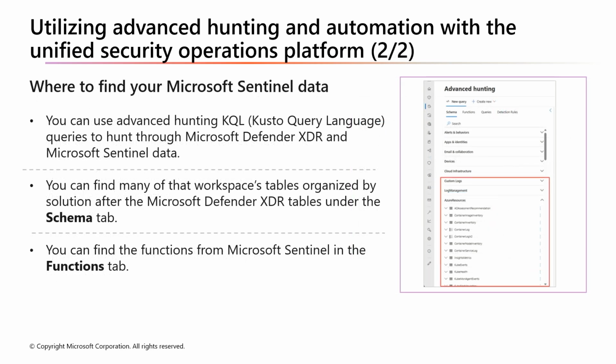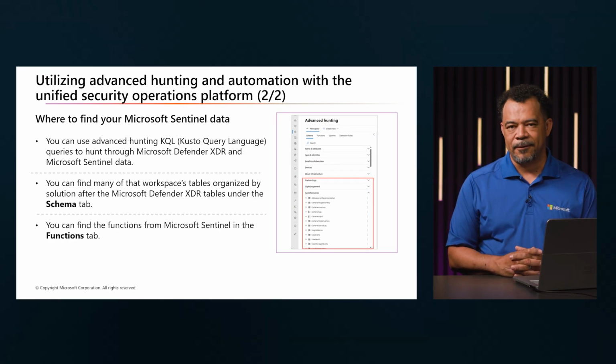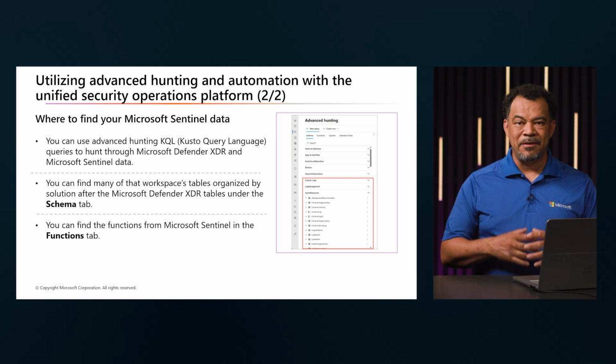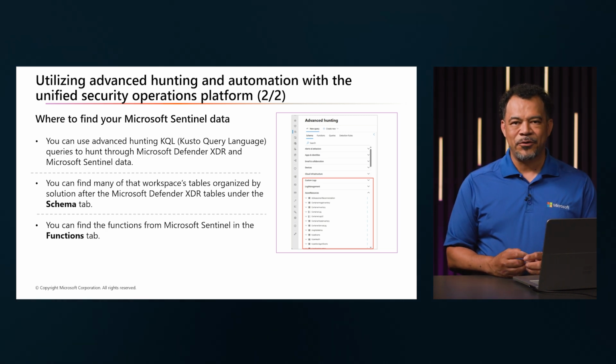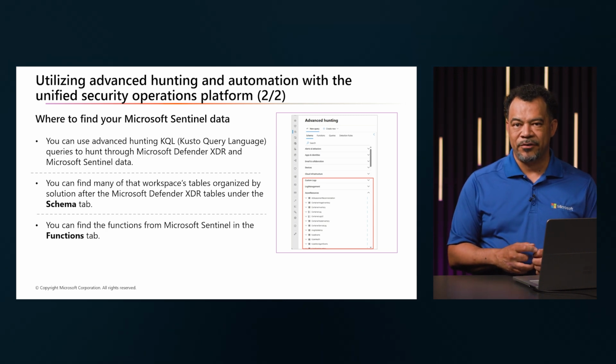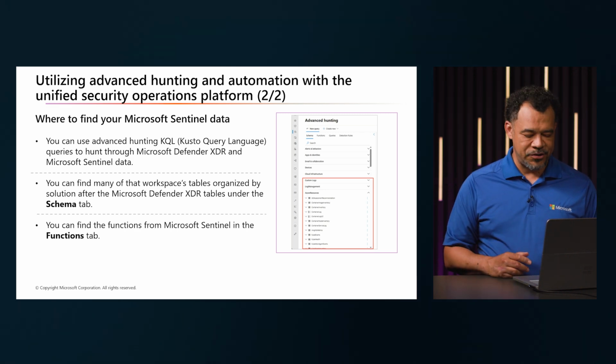This unified experience streamlines threat hunting and reduces the need to switch between your tools. You can find Microsoft Sentinel data by using Advanced Hunting Kusto query language queries to hunt through Microsoft Defender XDR and Microsoft Sentinel data. You can find many of the workspace tables organized by solution after the Microsoft Defender XDR tables under the Schema tab. You can find functions from Microsoft Sentinel in the Functions tab.